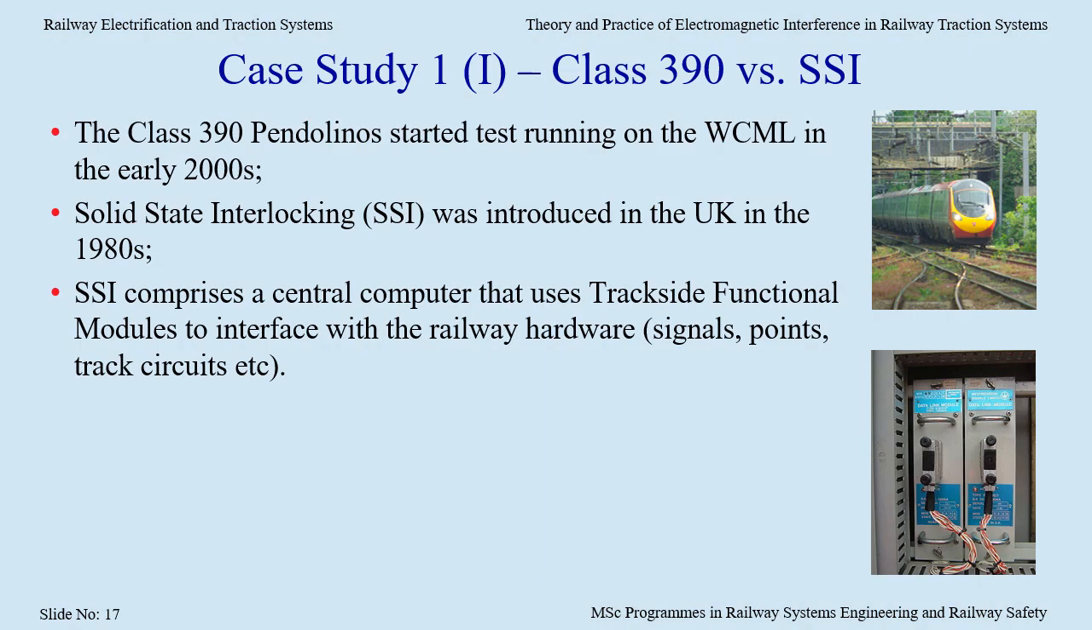The first case study concerns the Class 390 versus solid-state interlocking. Class 390 Pendolino started test running on the West Coast Main Line about 20 years ago. Solid-state interlocking was introduced in the UK in the 1980s. It comprises a central computer that uses trackside functional modules to interface with the railway hardware, i.e. signals, points, track circuits, etc.